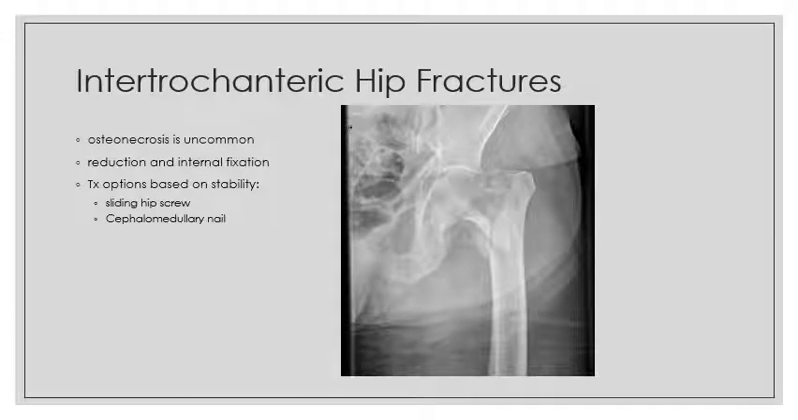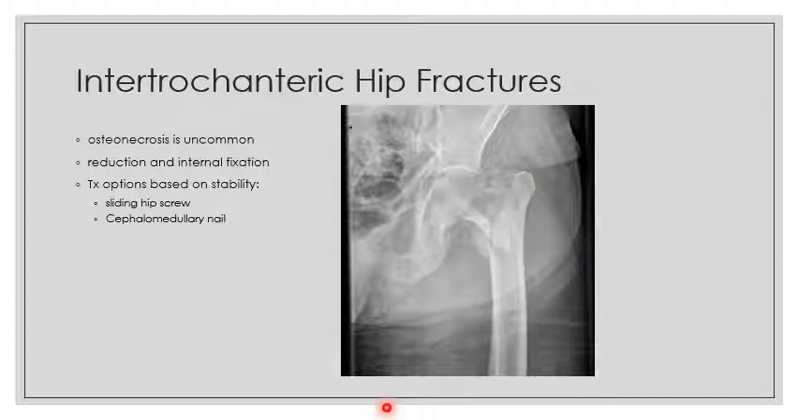So intertrochanteric hip fractures is a proximal femur fracture. As you can see, the fracture line is between the lesser trochanter and the greater trochanter. But because the blood supply to the neck is usually coming here, as compared to femoral neck fractures where blood supply is coming here, the fracture line in the intertrochanteric fractures is here. So the risk of osteonecrosis is uncommon, but it can still happen.